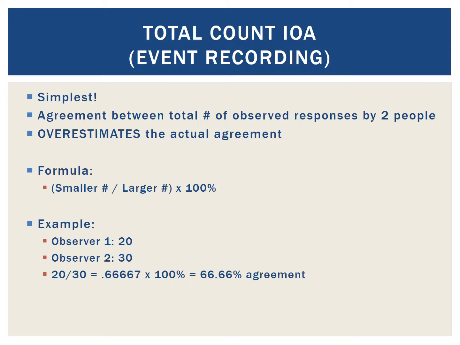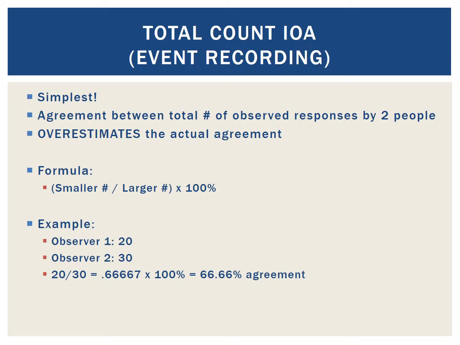So with total count IOA for event recording, this is the simplest. The formula for frequency, and actually for duration and latency, is the same. It's smaller number over larger number times 100, and that gives you percentage agreement. This is the simplest. It's not a great measure for a number of reasons. One of them, it actually overestimates the actual agreement.